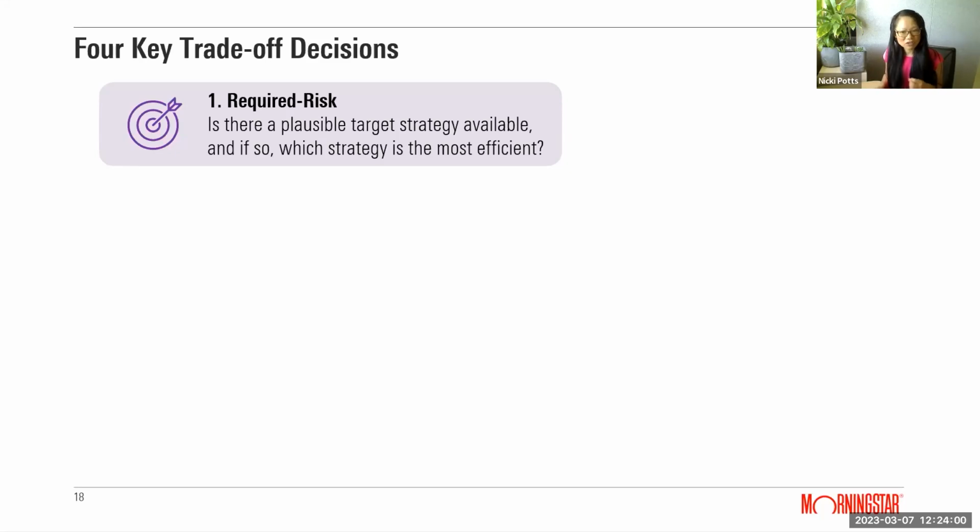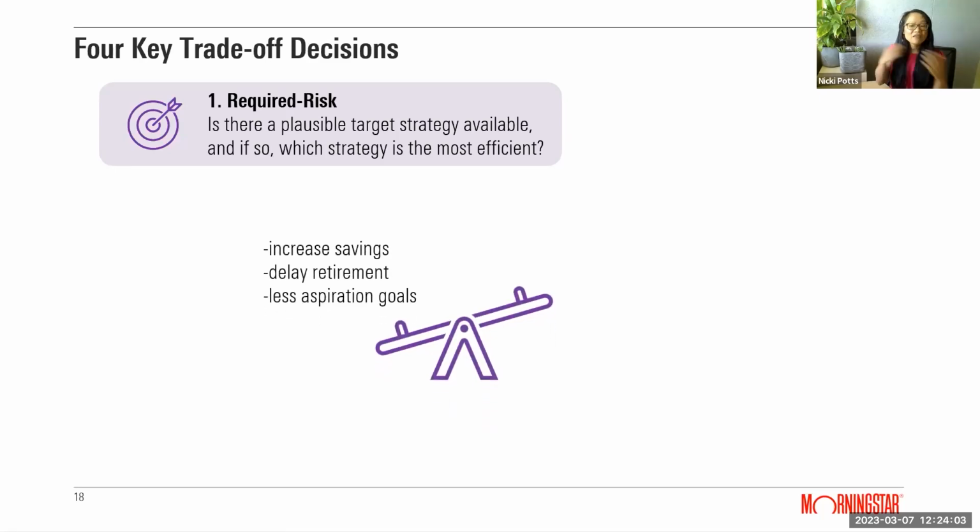So if you happen to have a shortfall, as Ryan said earlier, the investor can adjust available levers such as increased savings, delay retirement, have less aspirational goals until a plausible strategy is found. If, on the other hand, the goals can be easily achieved given the expected returns of even the most aggressive strategy, where the goal is overfunded, then the reverse would apply. So go and spend more, retire earlier, have more aspirational goals.